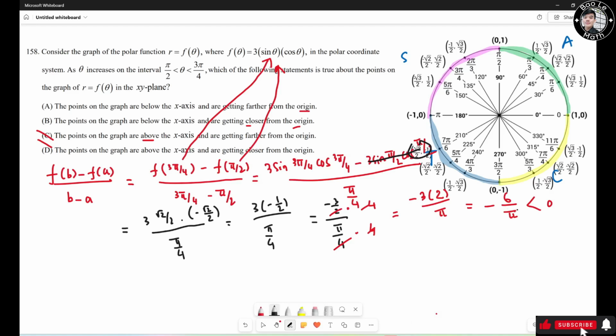So if the average rate of change is negative, the function is decreasing, right? Now previously, we know that the function is below the axis, which means it's going to be negative, right? Minus sign to represent the negative, right? Decreasing should be minus sign. This guy times this guy is going to be plus sign, which means increasing, right? So the radius is increasing. If the radius is increasing, it's getting further away from the origin, right? So the answer must be A.